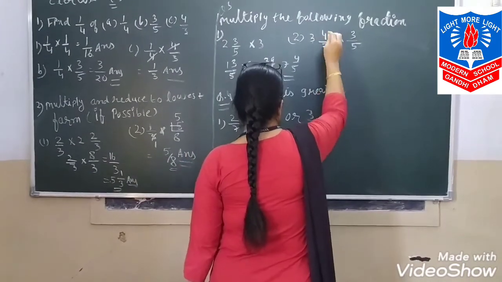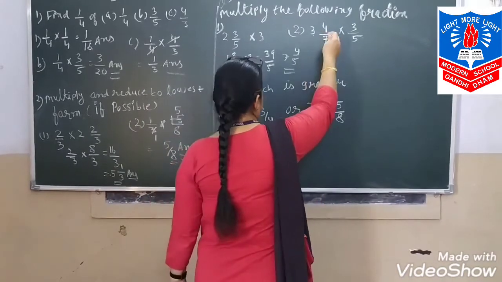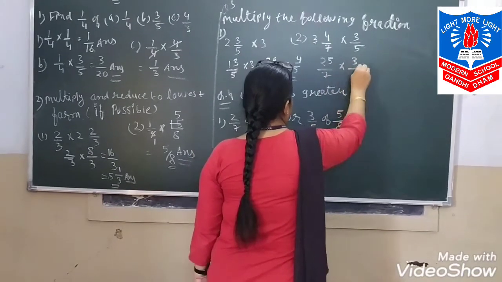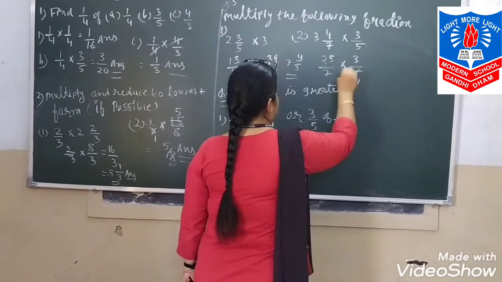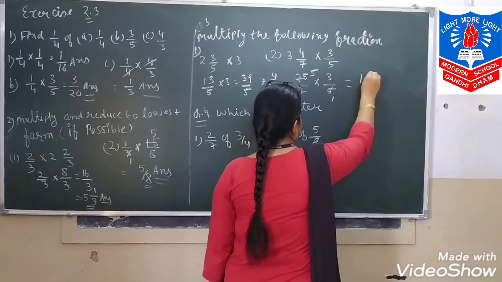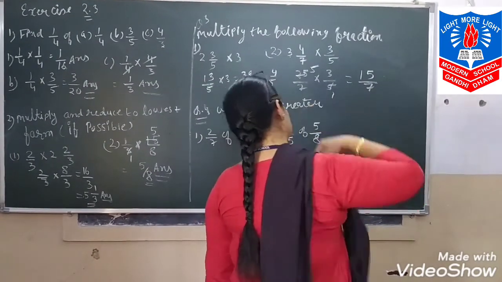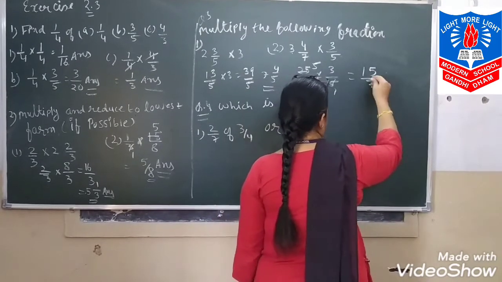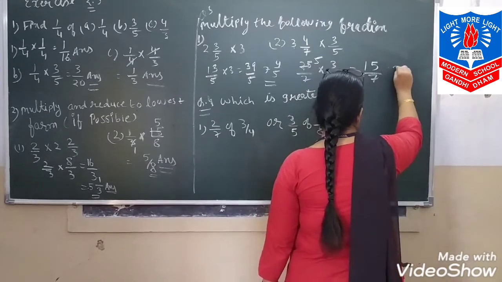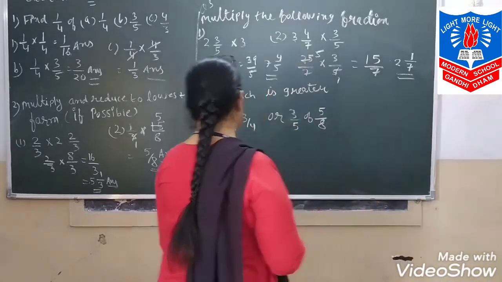Here also a mixed fraction, so first we convert into a simple fraction. 3 7s are 21 plus 4, 25 by 7 into 3 by 5. 5 ones are 5, 5 fives are 25, is equal to 3 fives are 15 upon 7. Here is an improper fraction, so convert into a mixed fraction. 7 2s are 14. 2 integer 1 by 7 is your answer.